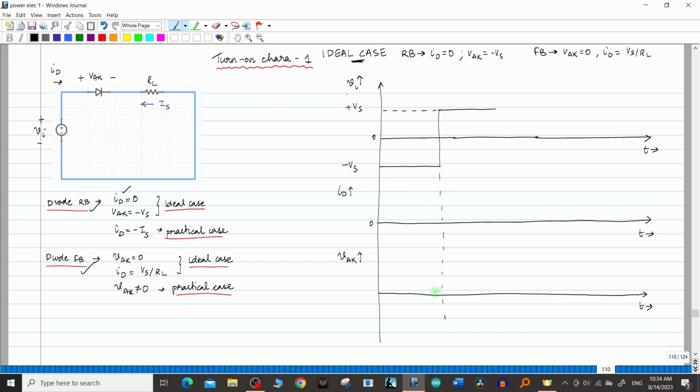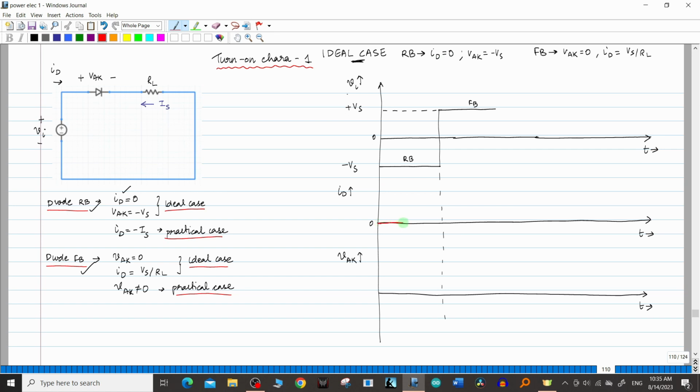So I have already drawn the input graph. The input, as I told you, is for the turn on characteristics. Therefore, the diode will be going from the reverse bias condition to the forward bias condition. So we are applying the voltage from minus Vs to plus Vs. So let's start by drawing the value of ID. ID value you can see in the reverse bias condition is 0.